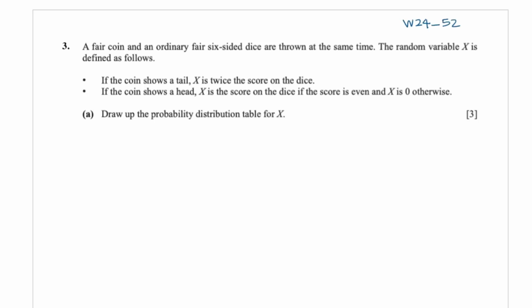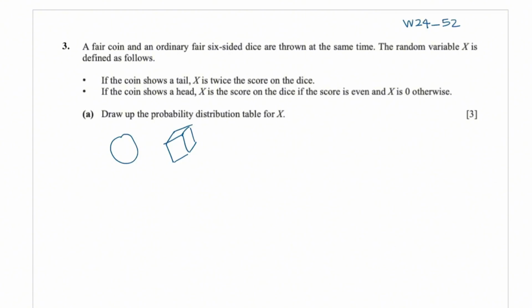A fair coin and an ordinary fair 6-sided dice are thrown at the same time. The random variable x is defined as follows. Now, these require your attention and focus when you read the situation. Okay? It says here, if the coin shows a tail, then x is twice the score on the dice. Remember, we have a dice and a coin. All right, let me draw it for you.